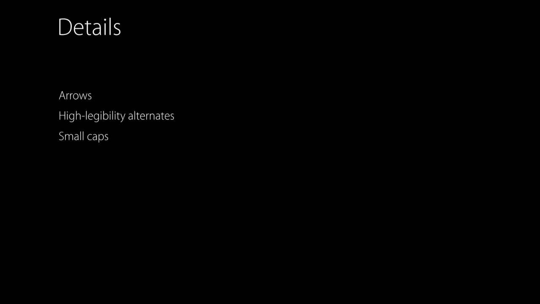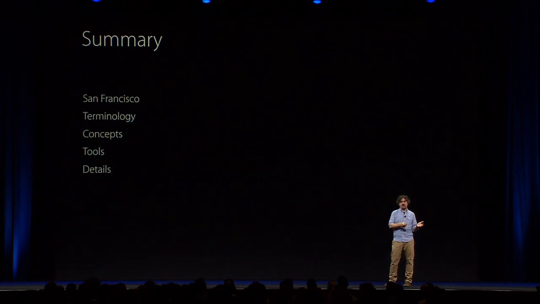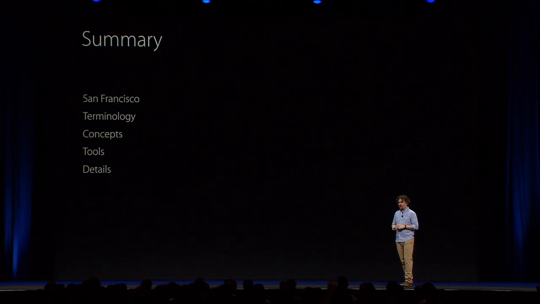All right, so we just saw some details of typography, like arrows, high legibility alternates, and small caps. And that's really all we have for today. We just saw the San Francisco fonts and an update there with the new SF Mono family for coding. We hope you enjoy it. We saw some terminology. We looked at some typographic concepts and design concepts. And then we looked at some tools. And lastly, we saw some details, some small new features that you may want to adopt in your apps.